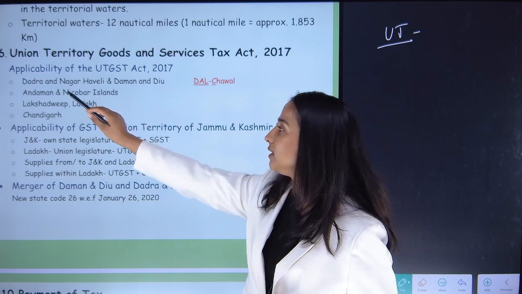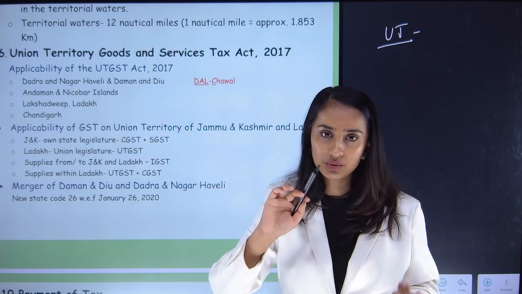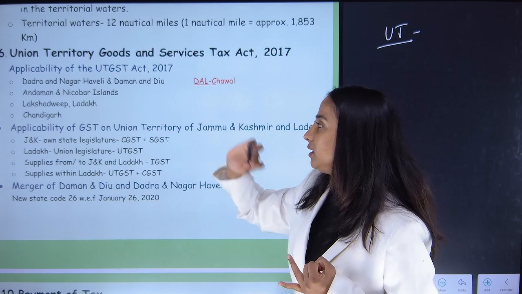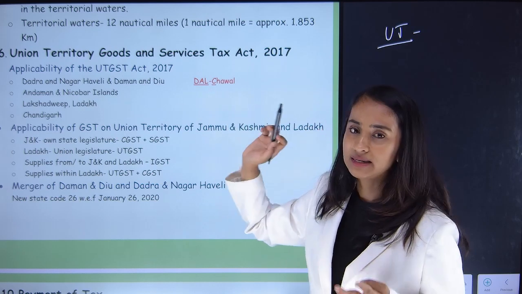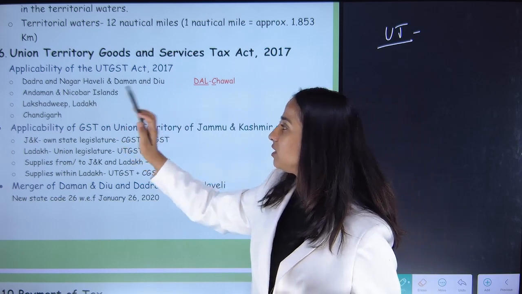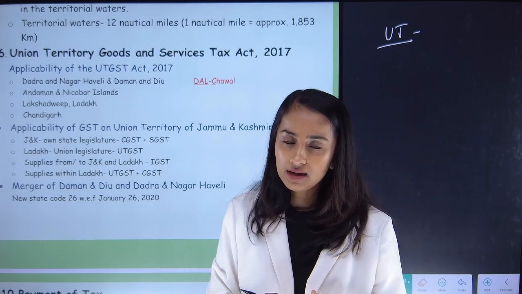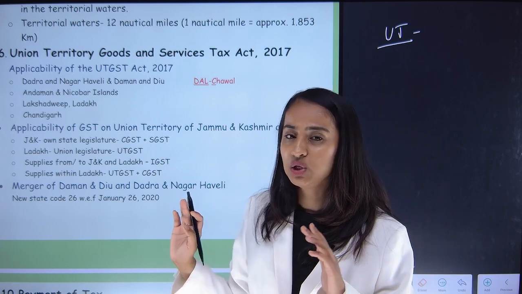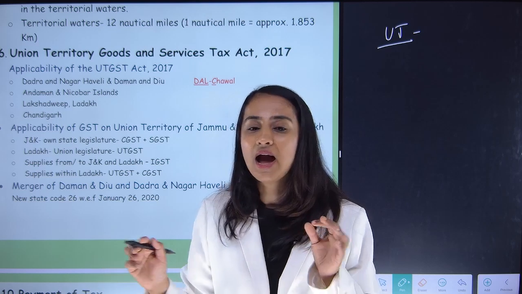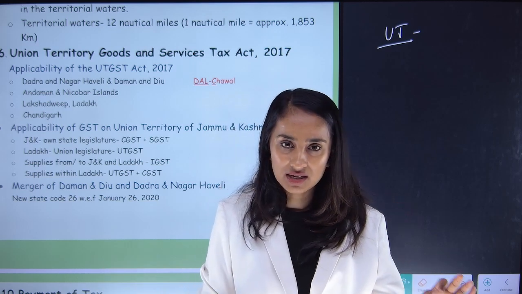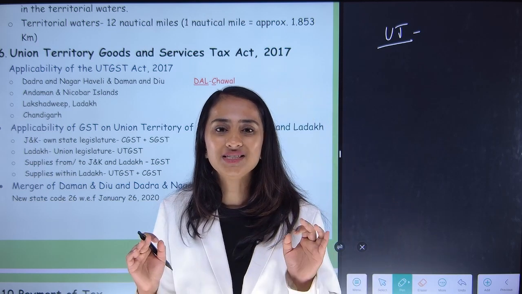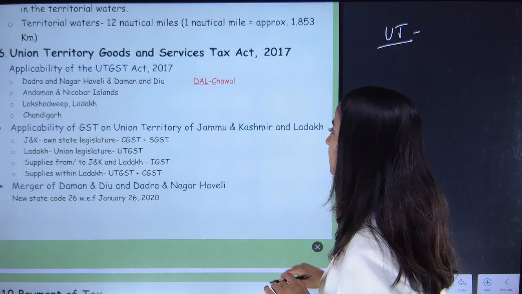D for Dadra and Nagar Haveli and Daman and Diu. A for Andaman Nicobar. L for Lakshadweep and Ladakh, and C for Chandigarh. So these are the names of the Union Territories in India. So anytime these names are given, you will be applying UT GST and not SGST. SGST is only limited to states and not for Union Territories.